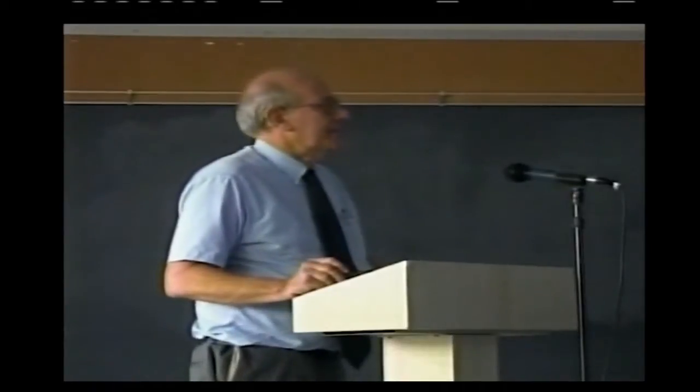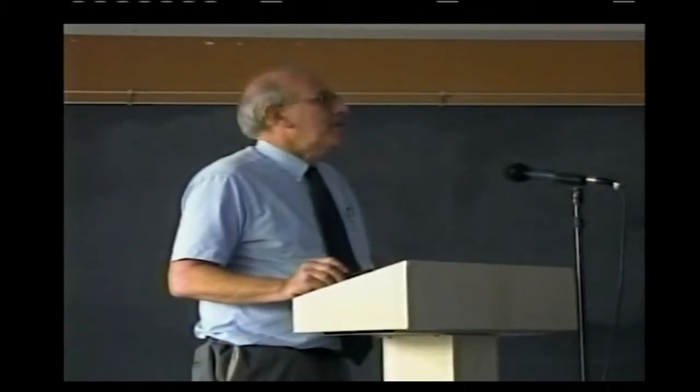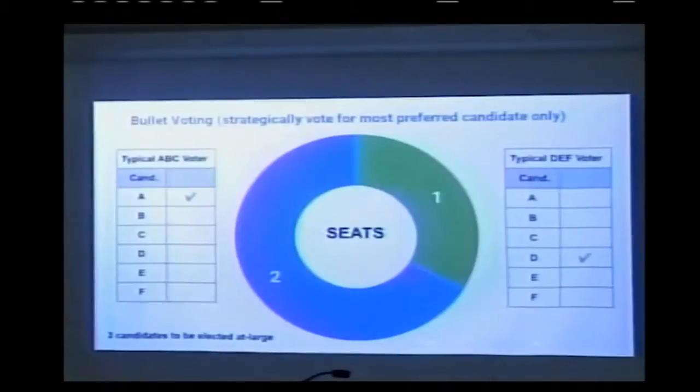Ranked choice voting does it differently. It's still the at-large seats. I'm sorry, I had more bullet voting examples. The typical ABC voter would have voted for that A. The typical DEF voter was E, one of the strong candidates among that blue, and others more likely to do D. And that is what resulted in this backwards result with the bullet voting. Now, ranked choice voting.